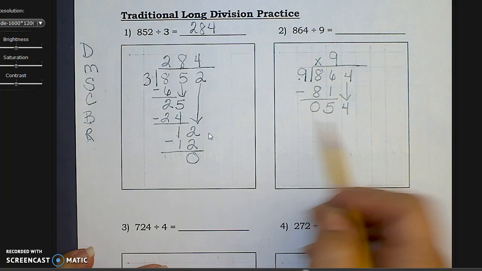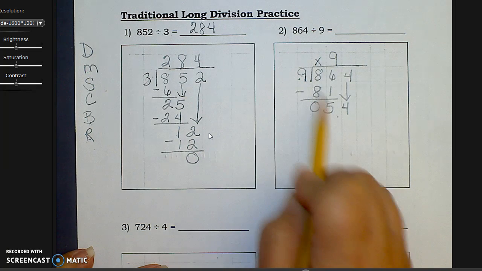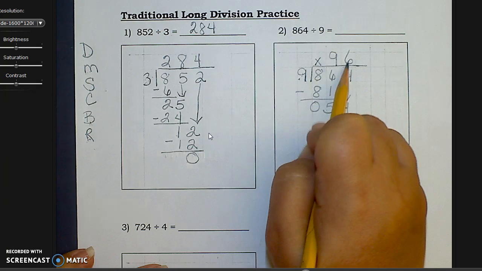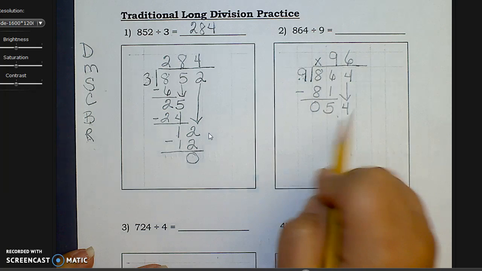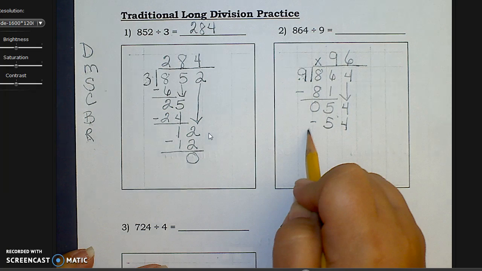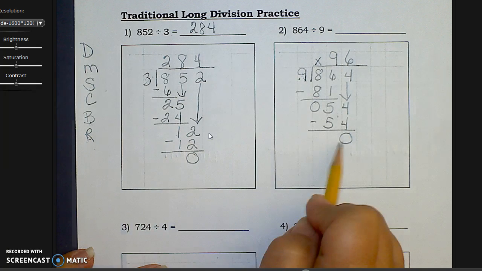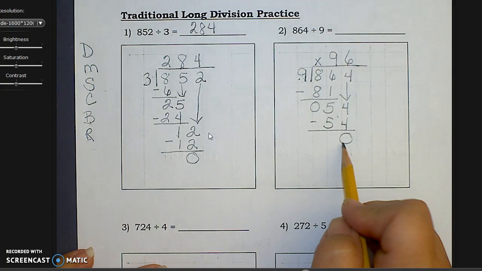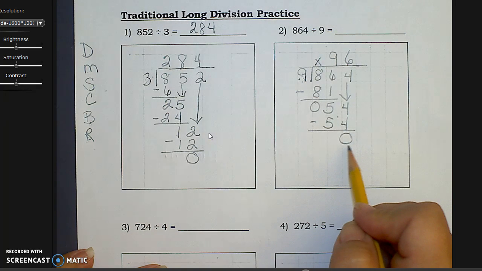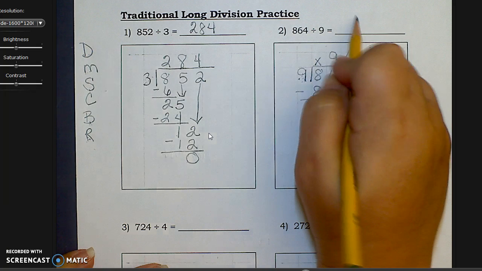So R means repeat or remainder. How many 9's go into 54? 9 goes into 54 6 times. 6 times 9 is 54. Then I subtract and I get 0. I check it. Is 0 less than 9? It absolutely is. Do I have anything left to bring down? I don't. So my remainder would be 0. However, again, most people don't write remainder 0. So my answer, or my quotient, is 96.